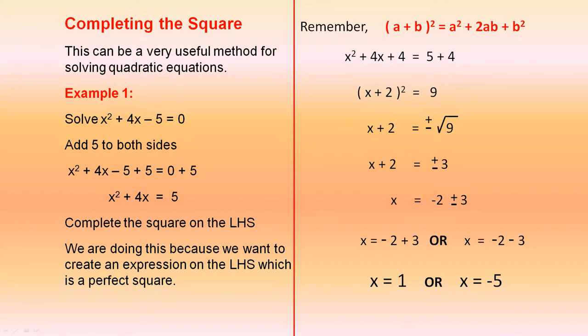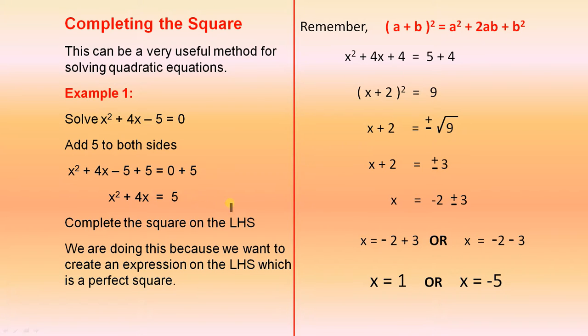Completing the square. This can be a very useful method for solving quadratic equations. Example 1. Solve x squared plus 4x minus 5. Now let's add 5 to both sides to end up with this line here. When we simplify that line, we end up with this line here.